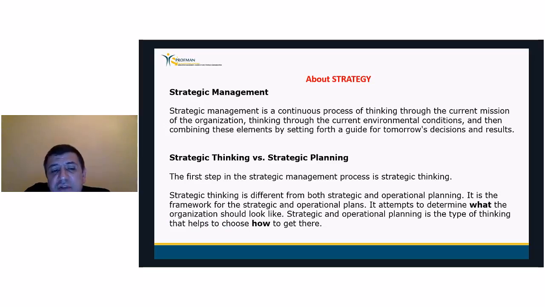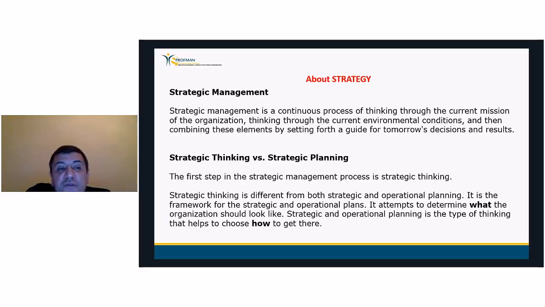Strategic management is a continuous process of thinking through the current mission of the organization, thinking through the current environment conditions, and then combining these elements by setting forth a guide for tomorrow's decisions and results. So at this point, we have some concepts, dichotomies. Strategic thinking versus strategic planning.